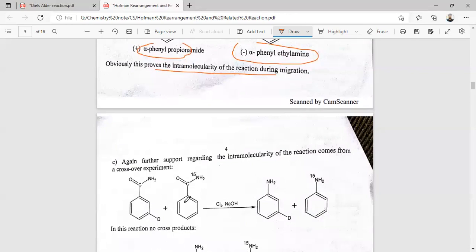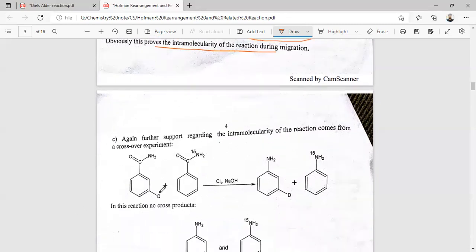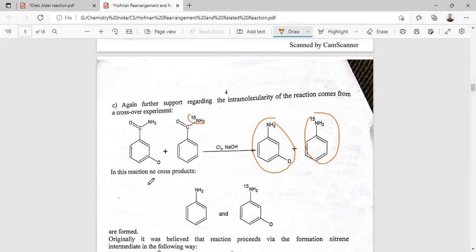Again, further support regarding the intramolecularity of this reaction comes from the crossover experiment, where this nitrogen atom is labeled. So here this amine is formed from the labeled amide, and the crossed N-15 amine is not formed, so no cross product is formed. So that proves that this is an intramolecular nature of this reaction.